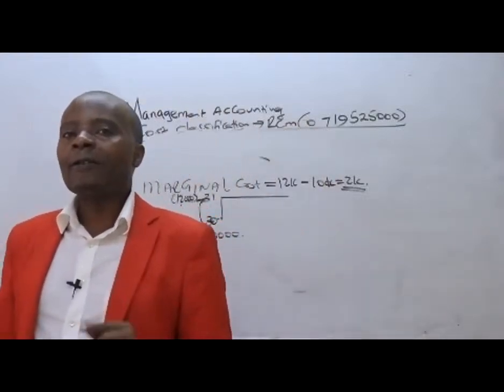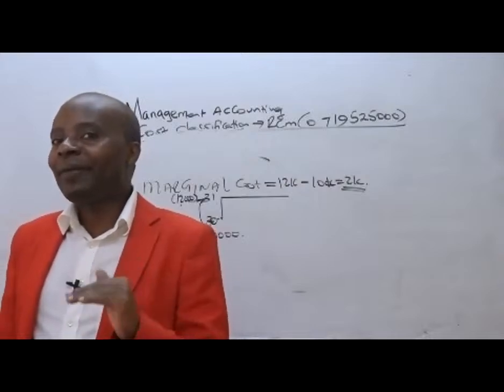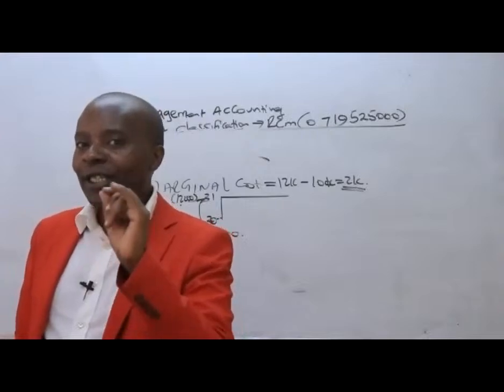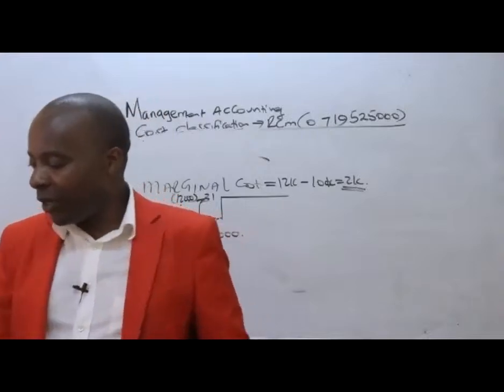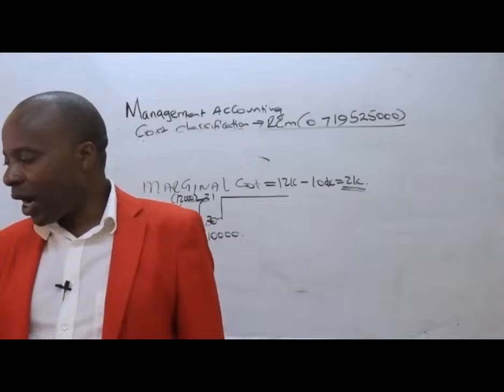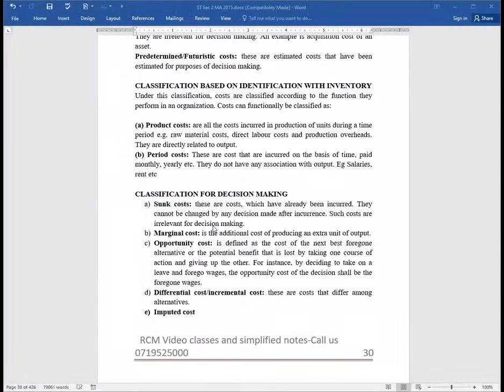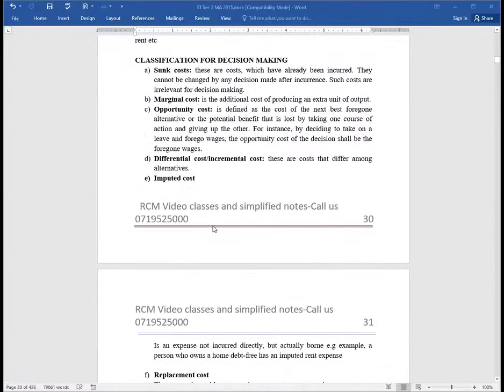They are relevant. Remember, there is a difference between incremental and marginal. The difference is that marginal is only for 1 unit. And that is very important for us to appreciate. And then we have the imputed cost.